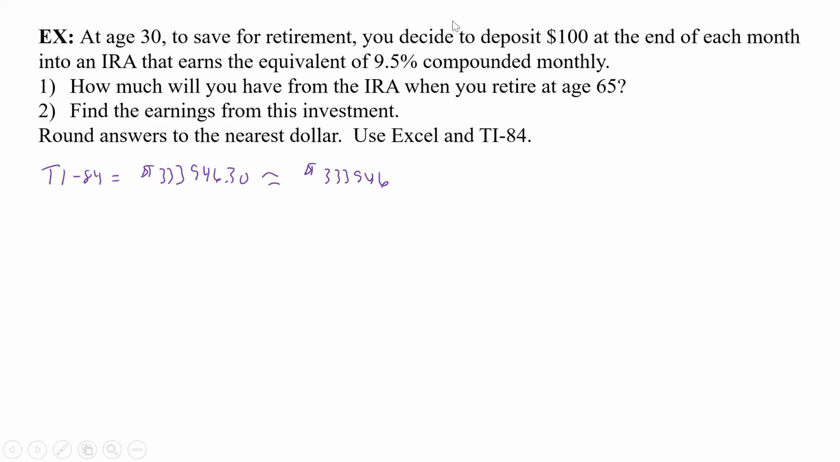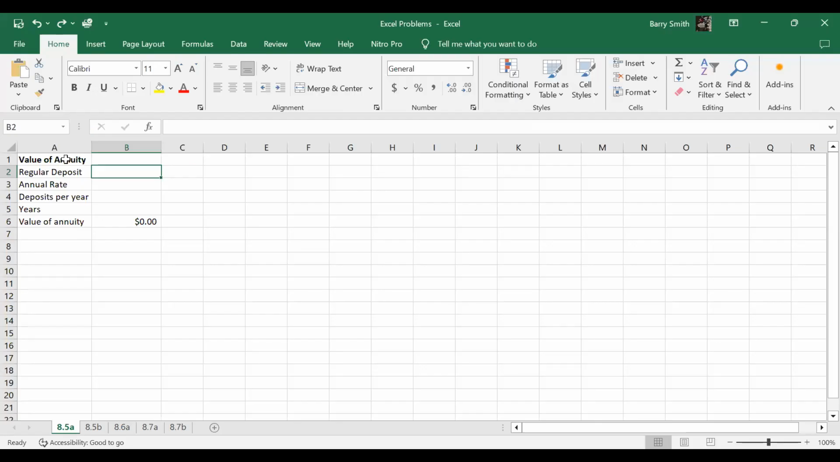All right, so then with Excel, I've started building a spreadsheet with this. We want the value of the annuity. So what are we going to do? Well, how much are we going to deposit? Again, we need to say we're going to deposit a negative $100. The rate, we're again going to say 9.5. We're doing the number of deposits per year, and since we're doing it monthly, it's 12. And we're doing 35 years. Okay, and it gives us again the direct answer.